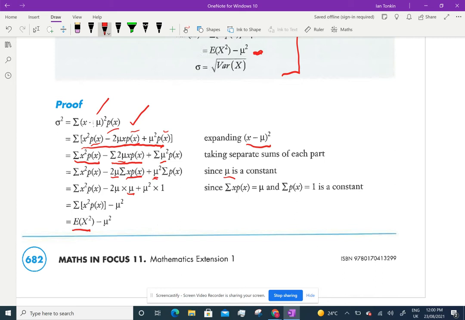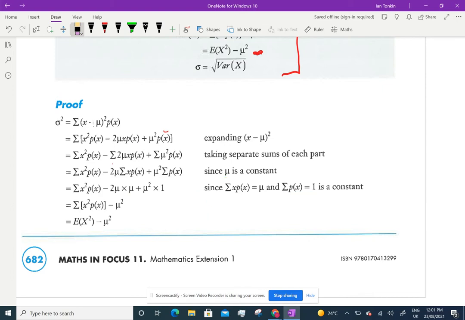Now over here, if I take mu squared out, I'm left with p of x, the sum of all the p of x's. Now we know in a probability distribution table that the sum of all the probabilities is 1. So that becomes mu squared times 1. So I'm going to have, and they've left a line out here, minus 2 mu squared plus mu squared, which leaves me with minus mu squared. That's the proof. You don't need to know it. You get these on your formula sheet.